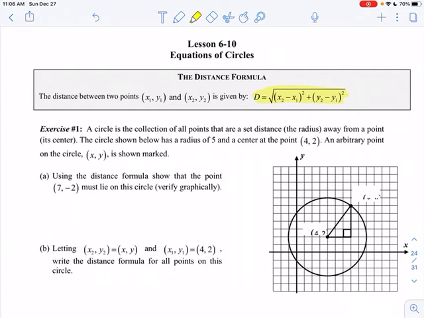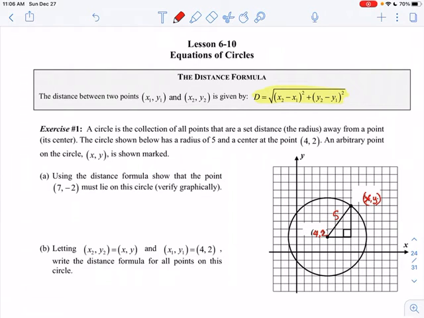I have a circle. A circle is a collection of all points that are a set distance, which is actually the radius, away from a point, its center. The circle shown below has a radius of 5 and a center of 4, 2. So this radius right here is 5. This says 4, 2. It's kind of hard to read. And this one up here just says xy. I don't know why that got cut off a little bit.